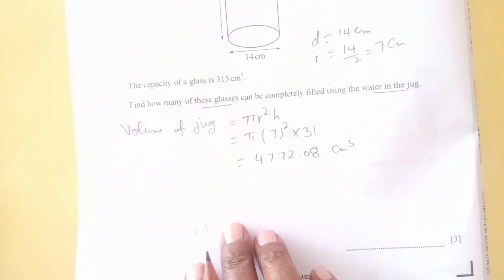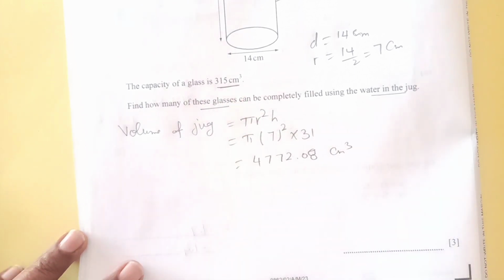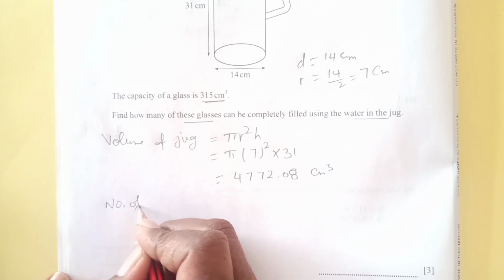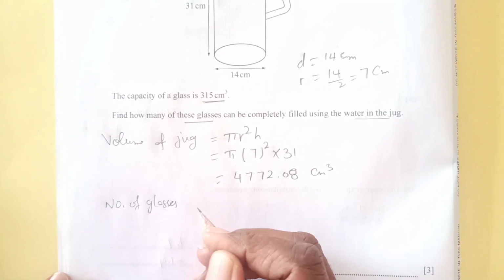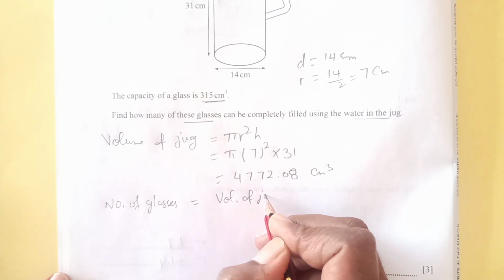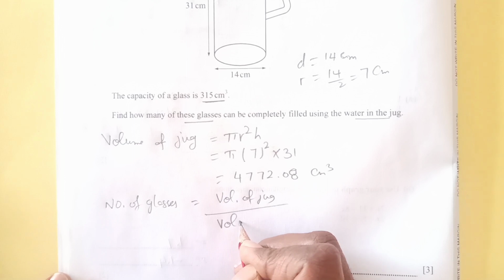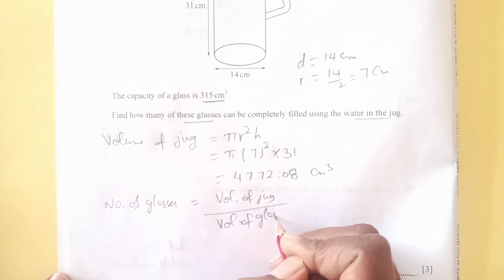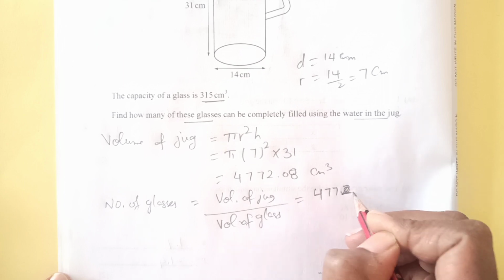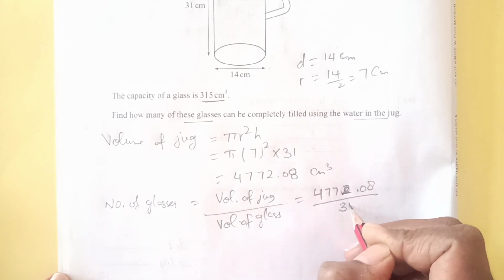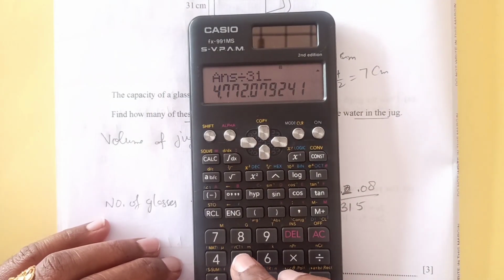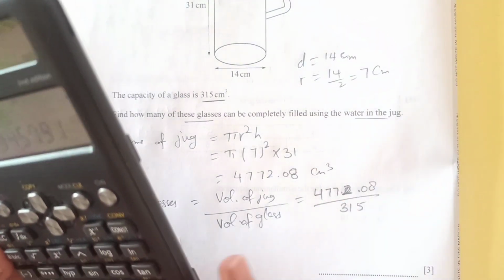So this is the volume of the jug, and the capacity of the glass is 315. So we are just going to divide this. The number of glasses that can be poured will be the volume of the jug divided by the volume of a glass, right? So that is 4,720.08 divided by 315. So we got here 15.14.